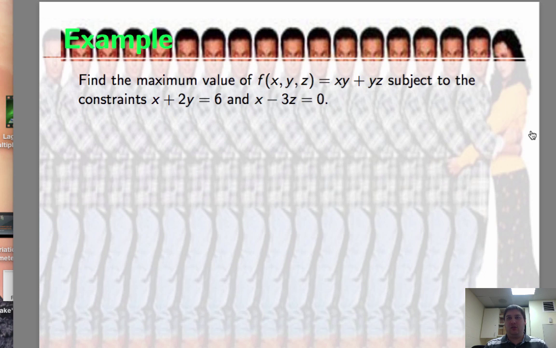I mean, these things are by no means easy because the calculations are so cumbersome, but let's try to do the following. Pause the video if you'd like to try it out yourselves. Here we go. So we want to find the maximum value of this function of three variables, f of x, y, and z, and the function is given by xy plus yz. And we've got two constraints that must be satisfied. First of all, x plus 2y has to be equal to 6, and secondly, x minus 3z has to be equal to 0.